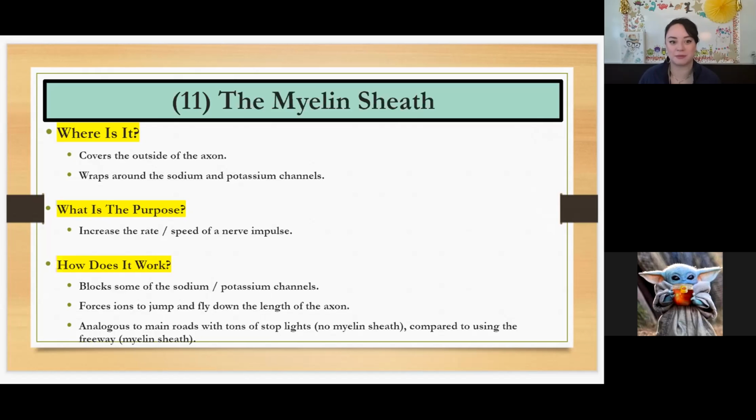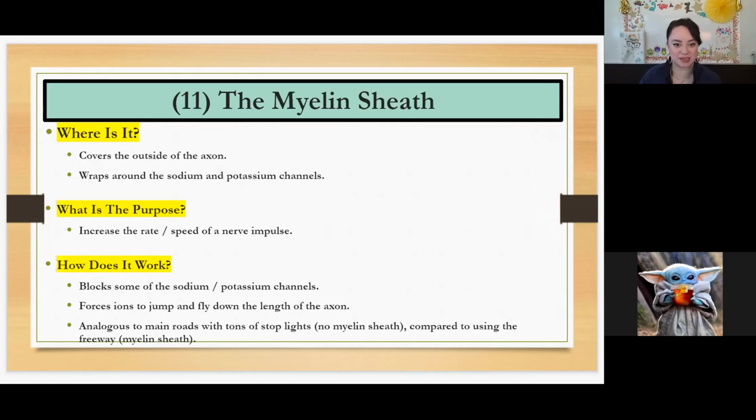When you take a freeway, you get on the on-ramp, you fly down the length of the freeway until your destination, and you get off the exit. Well, ions can do the same thing when an axon is wrapped in a myelin sheath. They can enter where they're supposed to, fly down the length of the axon, and exit back out the next opening. It simply allows the process to happen much faster because there's not as much stop and go along the way.